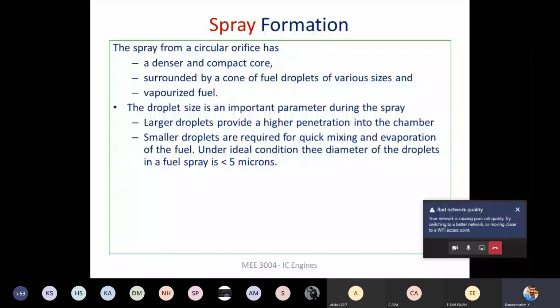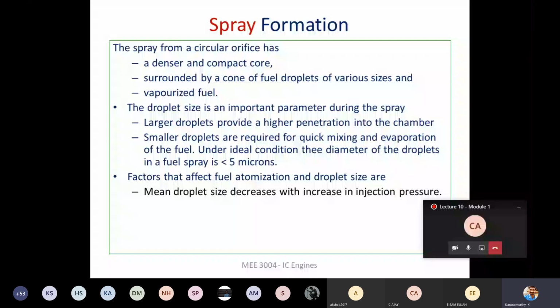What are the factors that are responsible for the droplet size? The mean droplet size decreases if the injection pressure is more. If you increase the pressure, then the fuel droplet size is going to decrease. This is one parameter. Also, the fuel droplet size decreases with the increase in the density of the air.